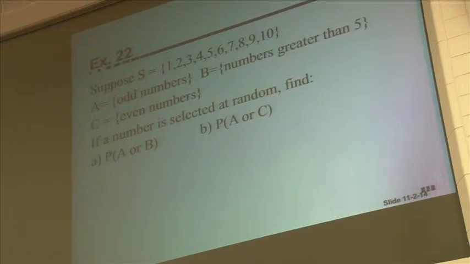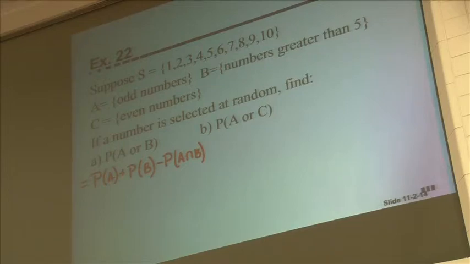If a number is selected at random, blindly choosing a number, find the probability that you choose something from A or something from B. Well, let's write out the formula to start. The probability of A or B happening would be the probability that you choose something from set A plus the probability that you choose something from set B. But then you have to subtract the probability that you choose something that's already in common. So minus the intersection, minus the probability of something that is in both A and B.